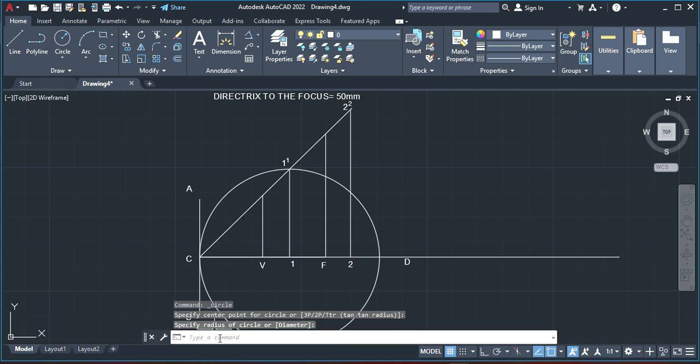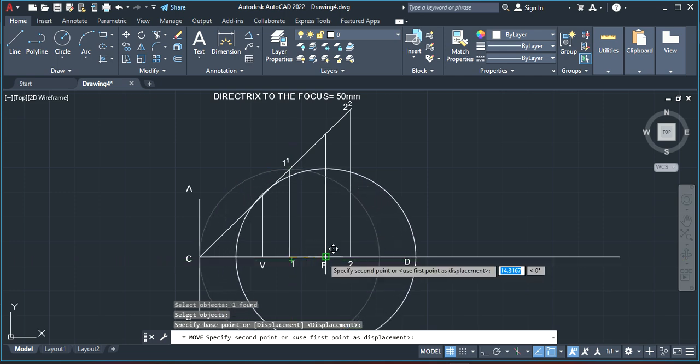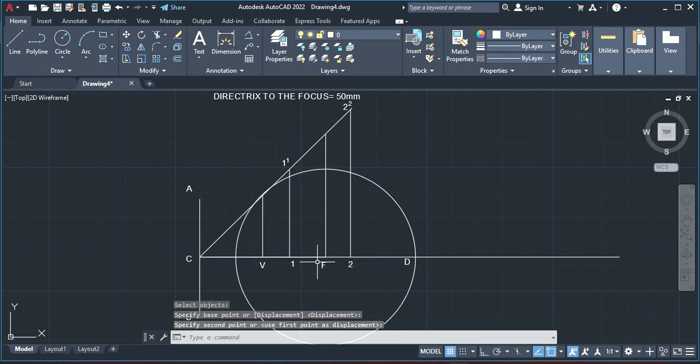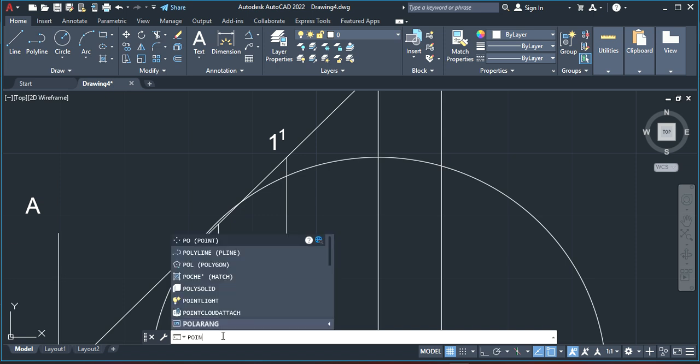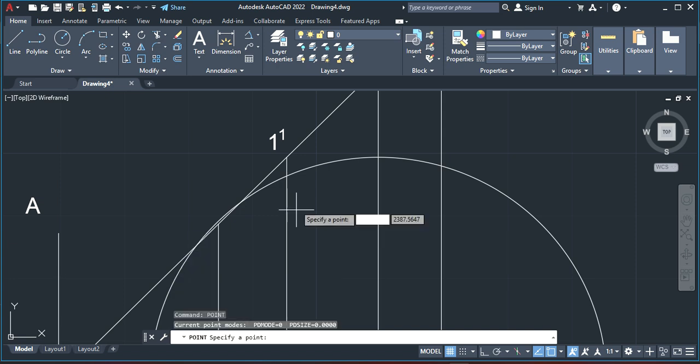Now use the move command. Okay, use the move command, select the object as the circle, then enter. Now 1 is the center, so this center we are moving to F. Remember, F will always be the center for all the points. So this line intersects the curve at this point, so you have to mark one point there.